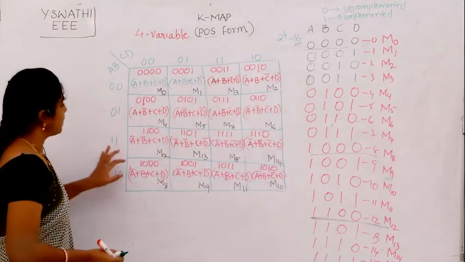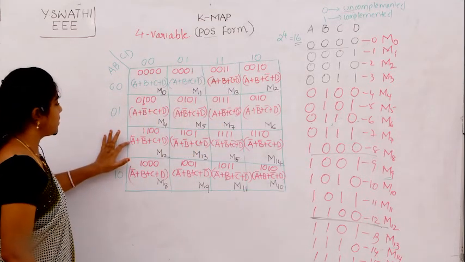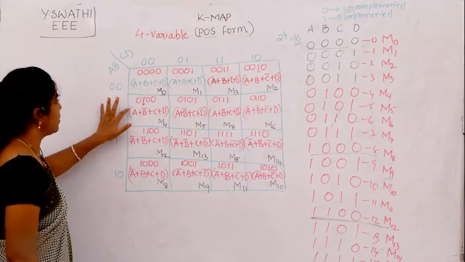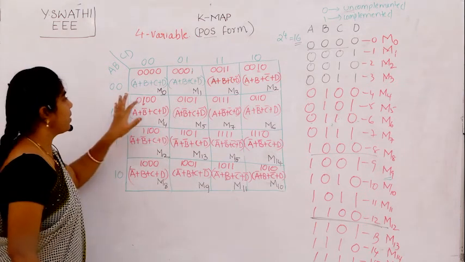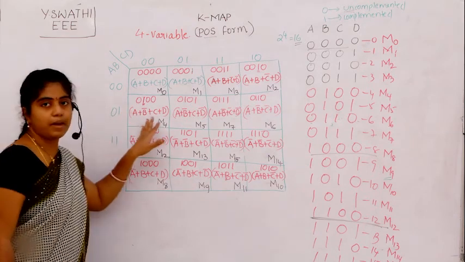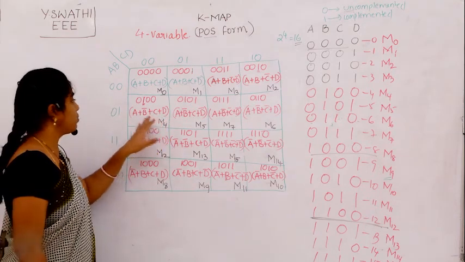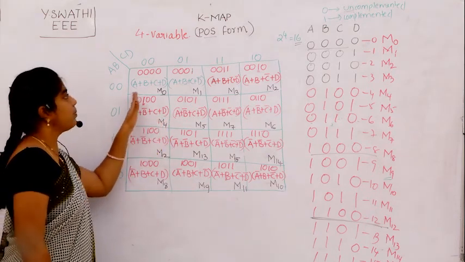So this is our max term variable representation of every cell, representing every max term with its variable combination and also its binary combination.